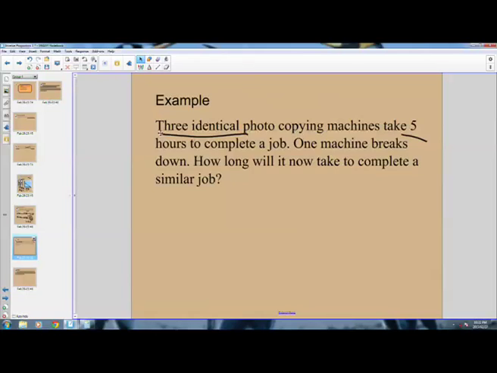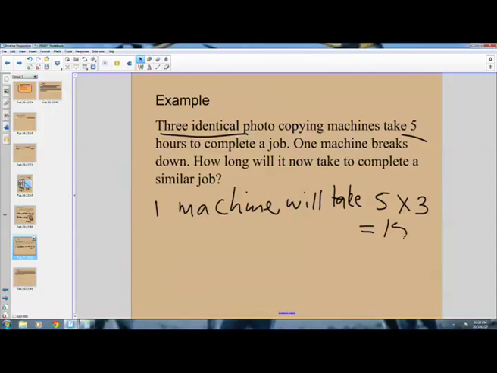Right. One machine will take the 5 hours times 3. This gives 5 times 3 is 15. So one machine will take 15 hours. Now the question says one machine breaks down. How long will it now take to complete the job?